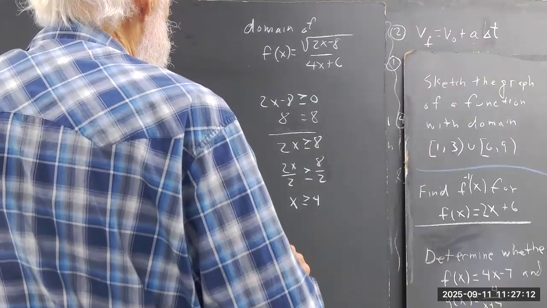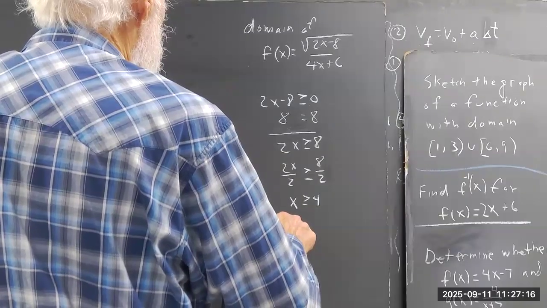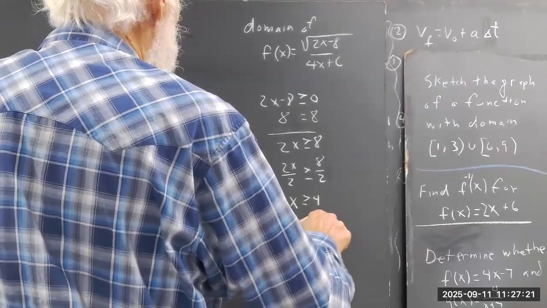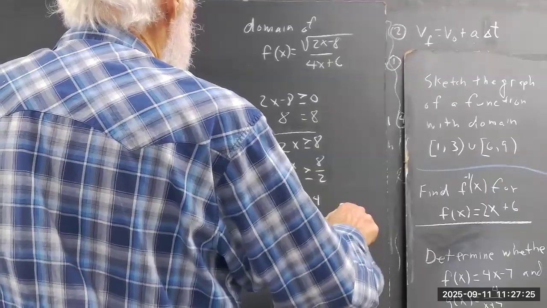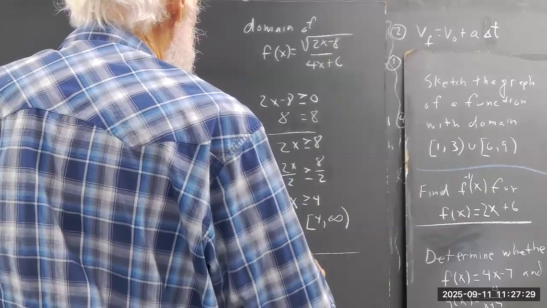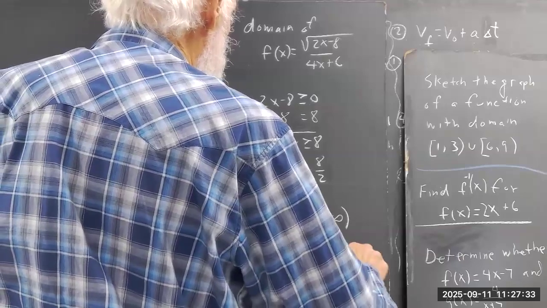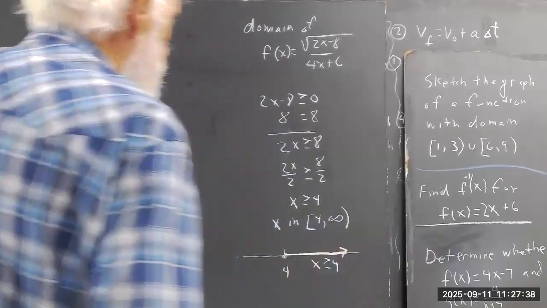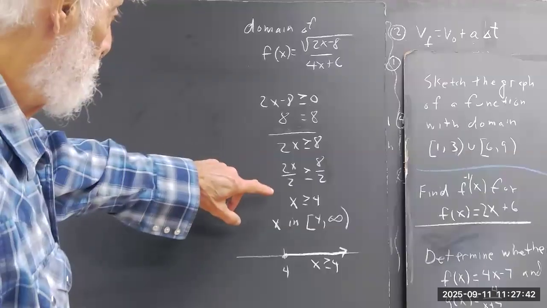So that would mean x is in the interval from 4 to infinity. And remember, here's 4. Here is x greater than or equal to 4. Remember this picture of an interval, okay?